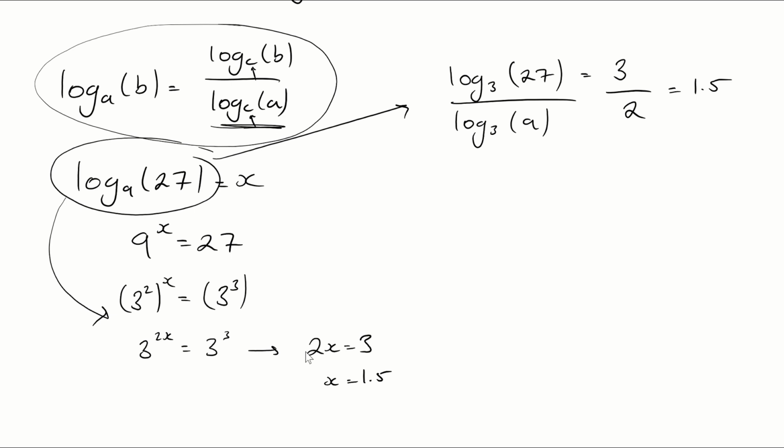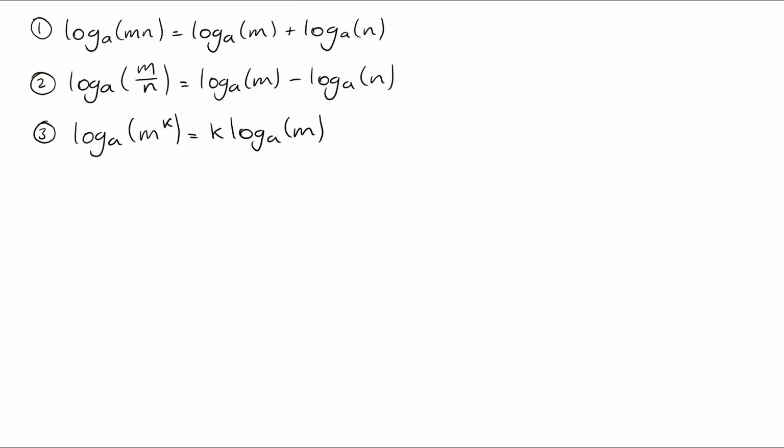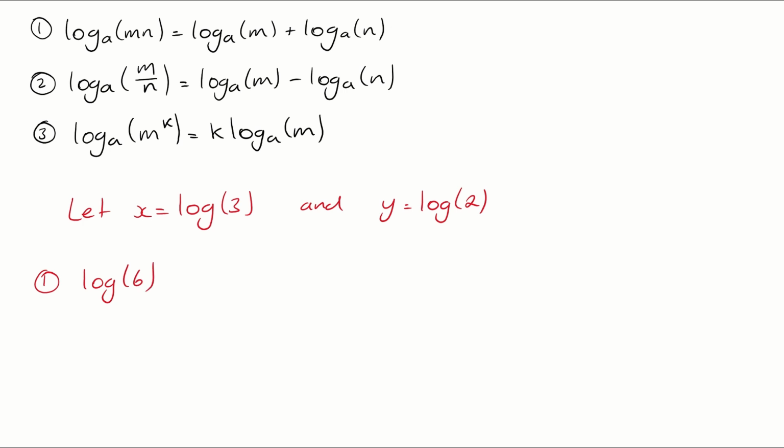What we'll do is we'll put all of the rules together, and then we'll try one final question which gets us to apply them. So here are the three main rules that we have for our logarithms. We have the additive rule, the subtractive rule or the difference rule, and the power rule. Let's now say we're going to let x be equal to log of 3, and we're going to let y be equal to the log of 2. Okay, can we find, in terms of x and y, what log of 6 would be?